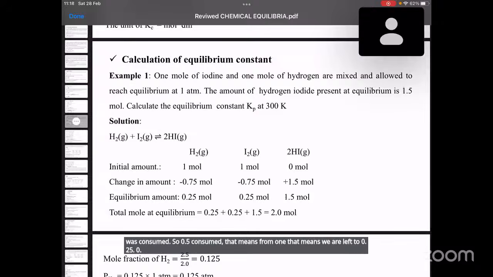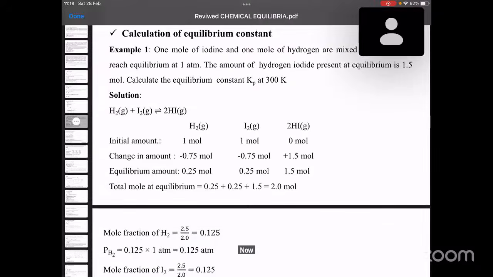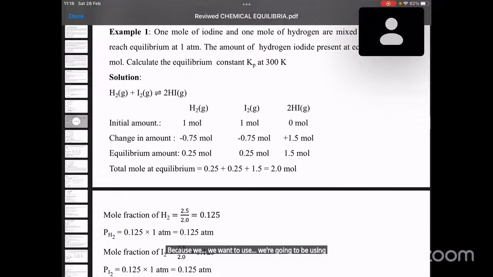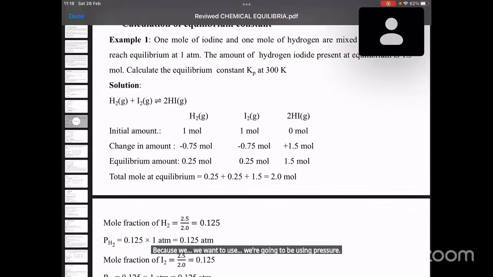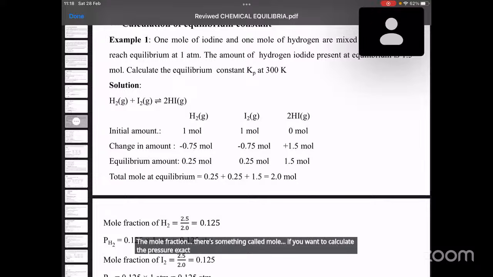0.25. Now, the total number of mole at equilibrium. Why is this important? Because we're using pressure. And at the end of the day, there's something called mole fraction, if you want to calculate the pressure exerted by a gas, because as you have all these gases, the three of them, they're exerting pressure.